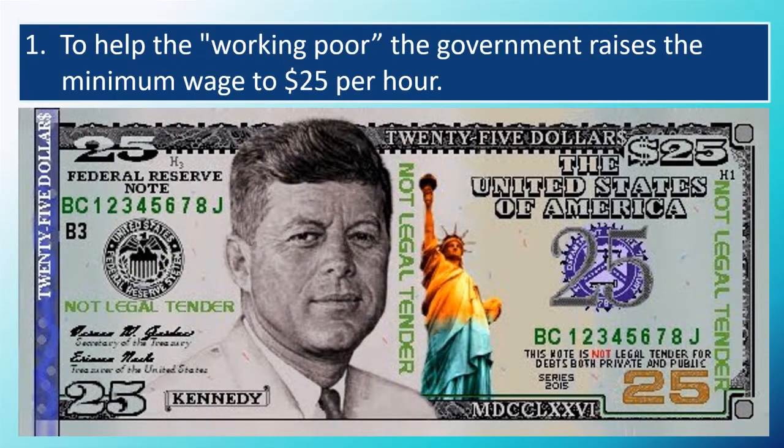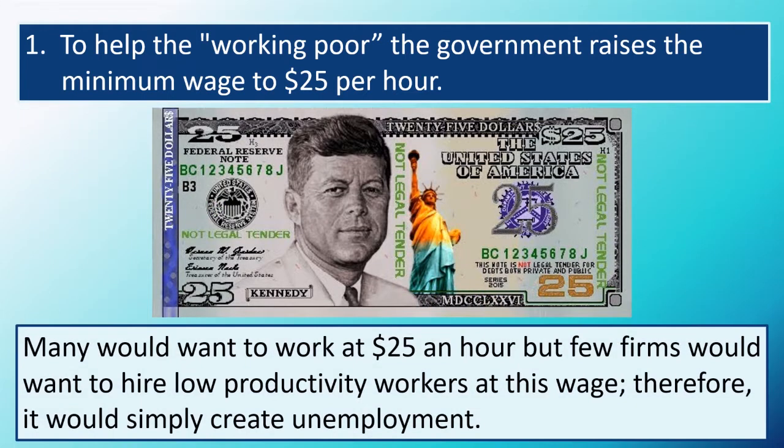Question number 1. To help the working poor, the government raises the minimum wage to $25 an hour. One possible outcome is that many people would want to work at $25 an hour, but few firms would want to hire low productivity workers at this wage. Therefore, it would simply create unemployment. This is actually the answer that I gave in class as an example last week.